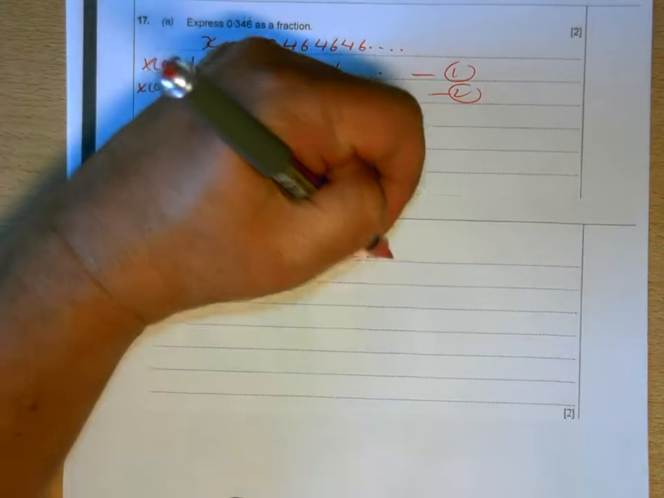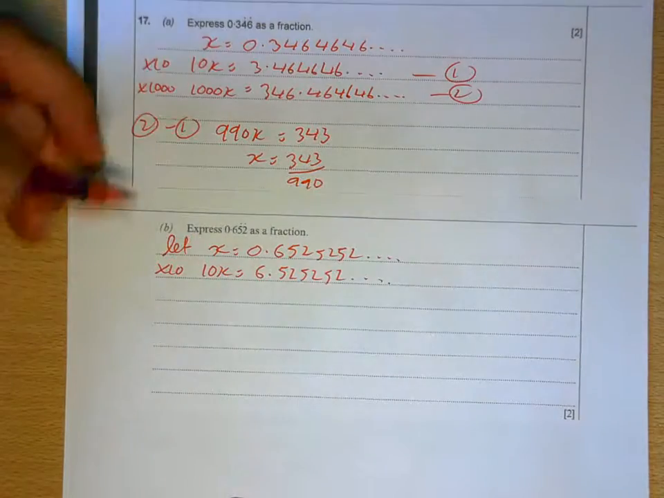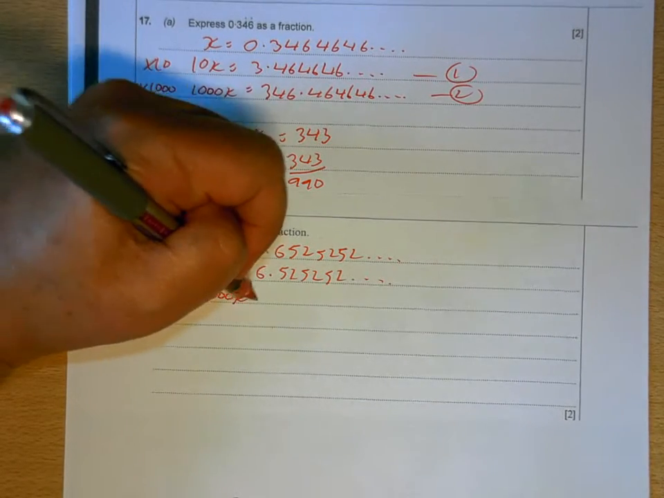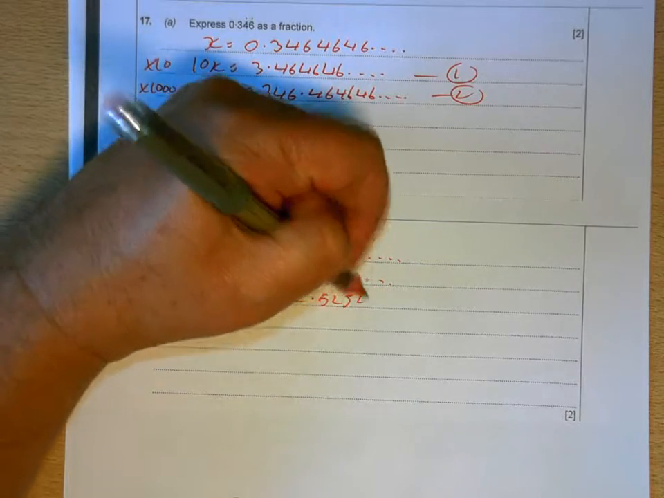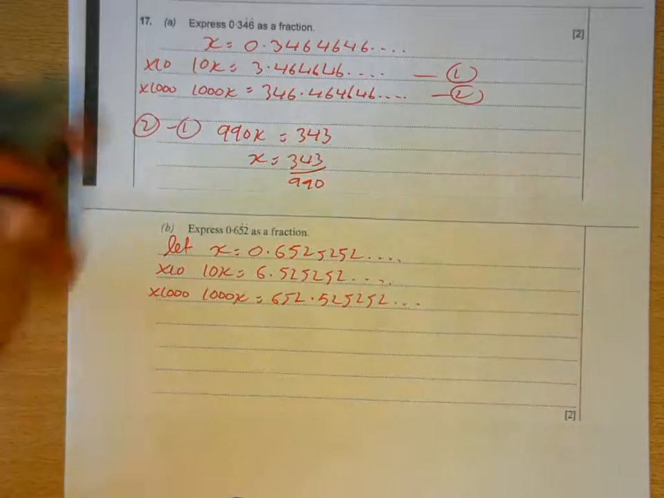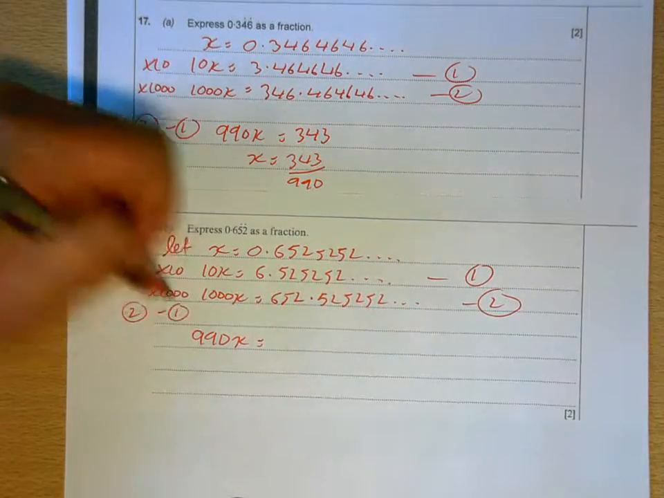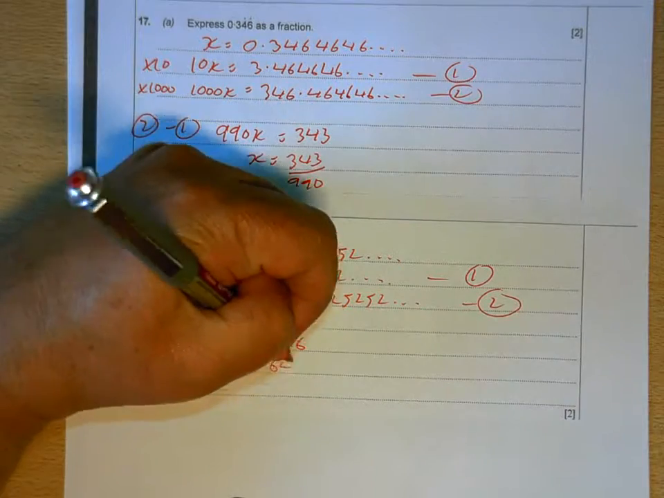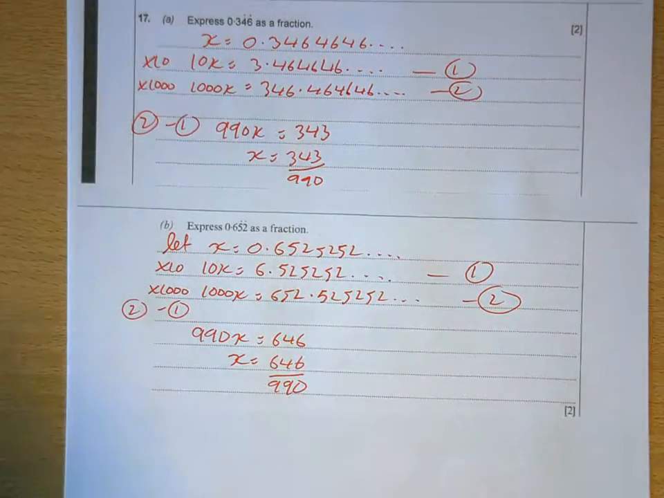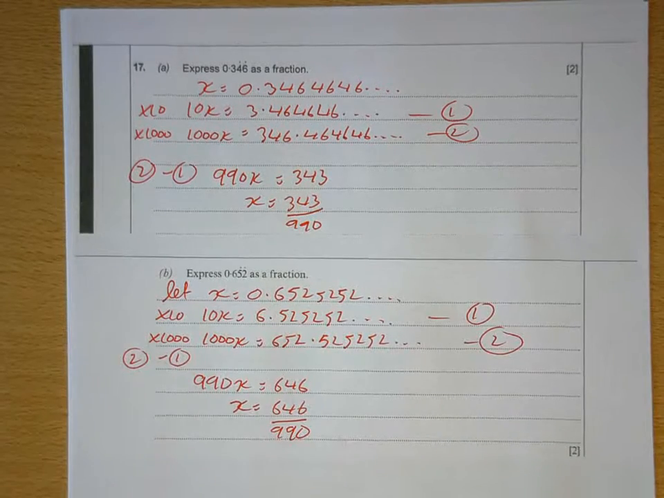And the final one, 0.6, two repeating digits, 525252, times by 10, times by 1,000 to get to the next 525252. Two decimal strings are the same. Subtract. 990x on this side, and on this side 652, take away 6, 646. So that fraction becomes 646 over 990. So hopefully you can see that's a pretty easy method to learn and practice and get right.